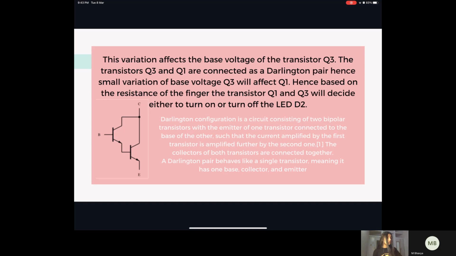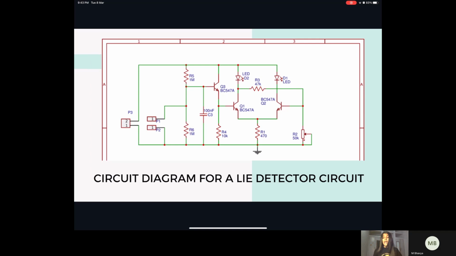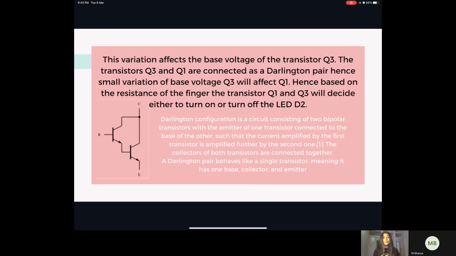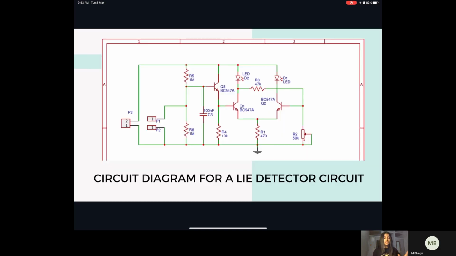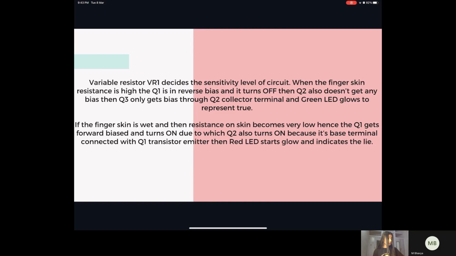So Q3 and Q1 in this circuit, as shown above, behave like a Darlington pair. Hence, a small variation of the base voltage of Q3 will affect Q1. Hence, based on the resistance of the fingers, the transistors Q1 and Q3 will decide whether to turn on or turn off the LED, and they decide the status of the diode D2. Now, the variable resistor VR1 decides the sensitivity level of the circuit.